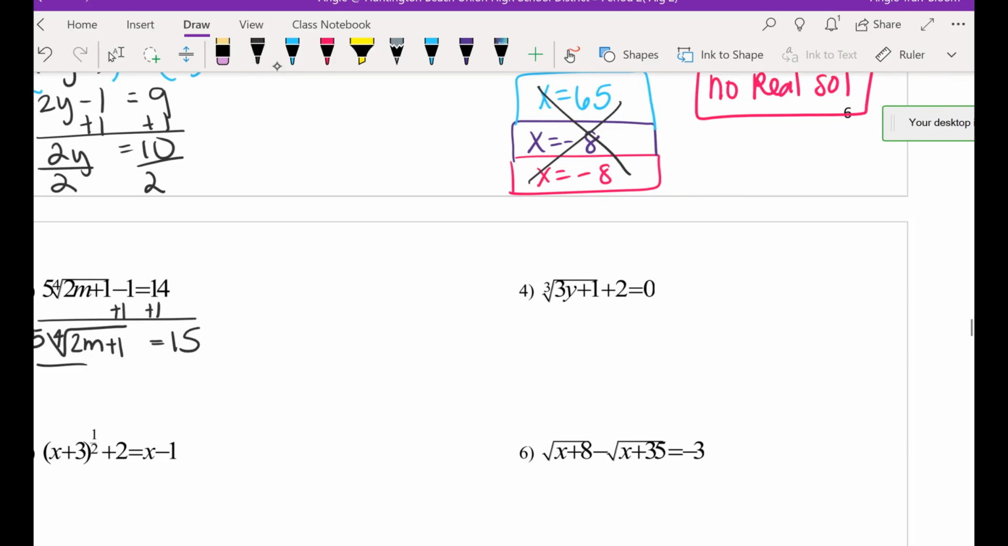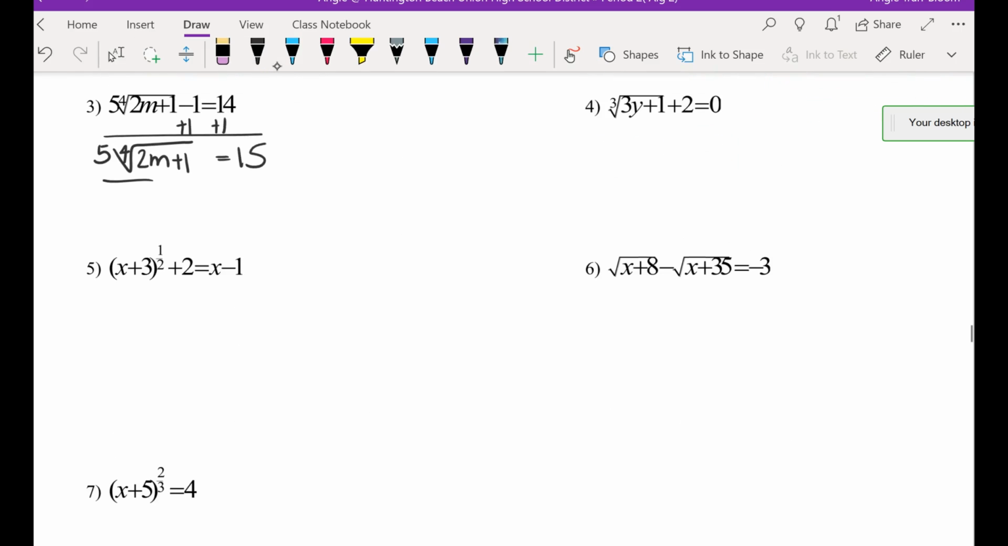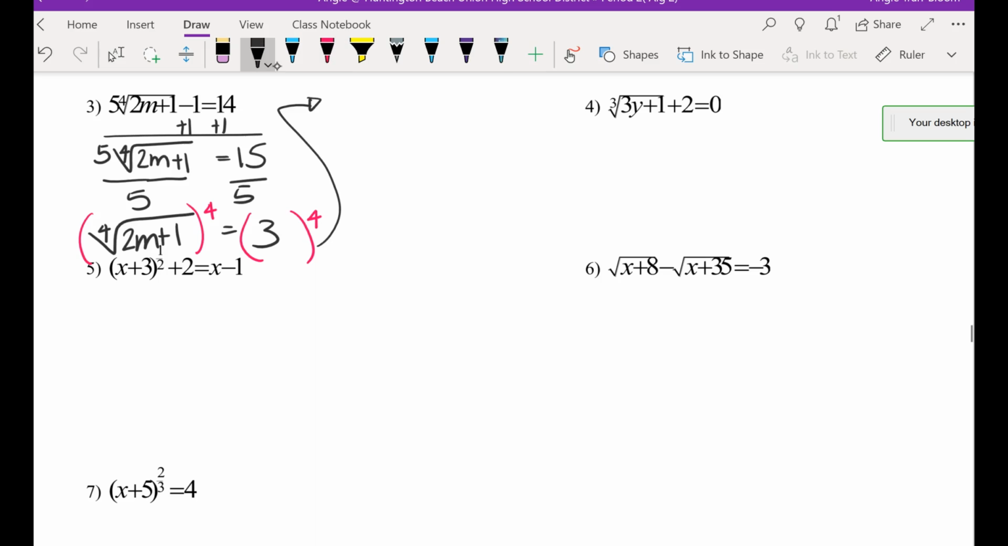So now we have fourth root of 2m plus 1 equals 3. Can I square both sides? No. What's your index here? Fourth. So to undo the fourth index, I would have to raise it to the fourth power. Okay, I'm out of space, so this gets written right here.